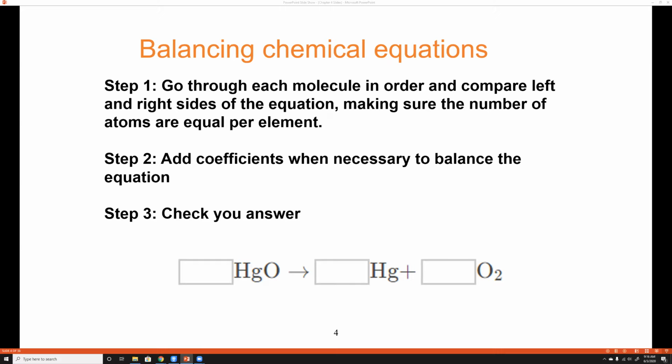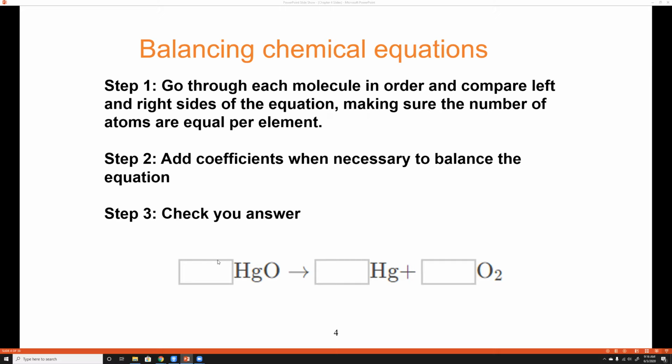Okay. All right. Anyway, so what I would do is look at the first element, Hg. There's one here, there's one here. All right, cool. Next element, oxygen. There's one here, there's 2 here. So that means you have to put a 2 on the left side. So a 2 would go here.